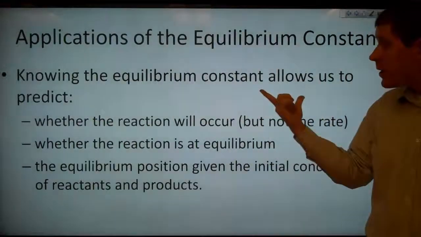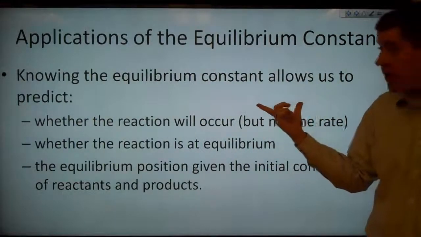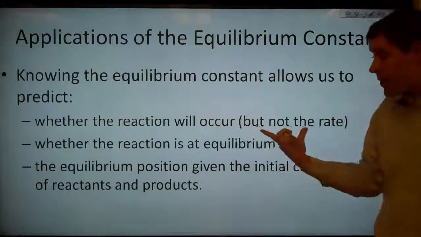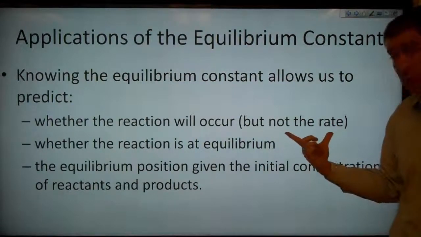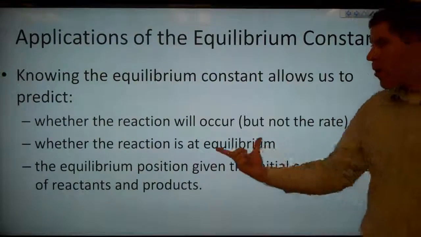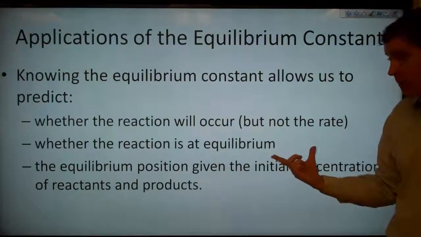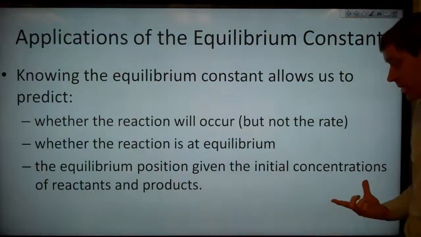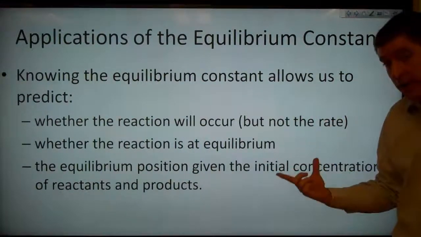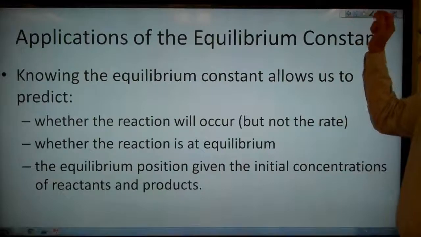So, knowing the equilibrium constant allows us to predict a few things. Whether the reaction will occur, but not the rate of reaction, just whether or not the reaction will occur. Whether the reaction is at equilibrium or not. And it allows us to predict the equilibrium position given the initial concentrations of the reactants and the products.